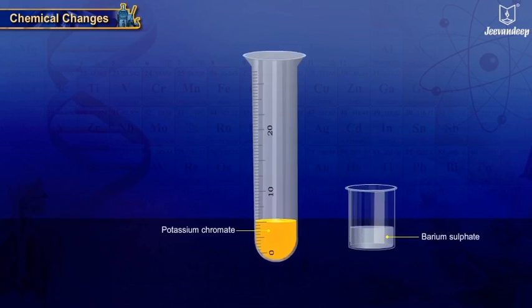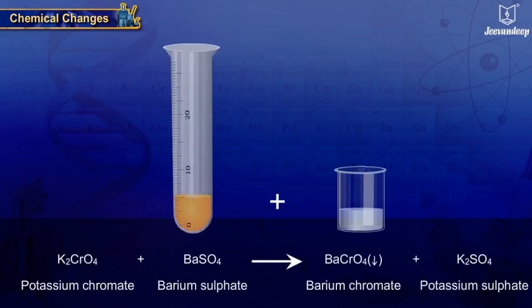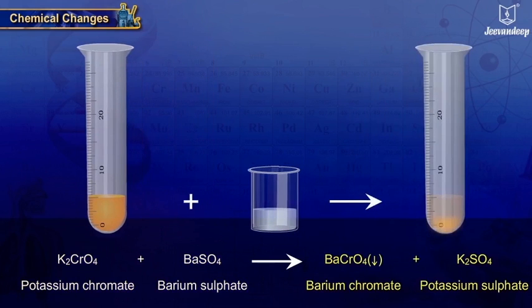Let us do one experiment and find out if it is a chemical change. Take 5 milliliters of potassium chromate solution and add a few drops of barium sulfate solution. The yellow color of the solution gradually fades away with the formation of a yellow colored precipitate. This is a chemical change, as it is accompanied by a change in appearance of the reactants, forming new substances.